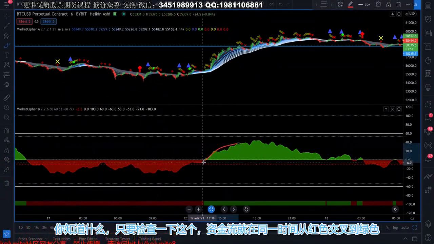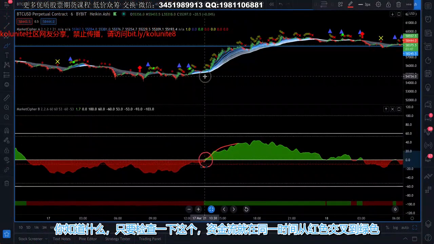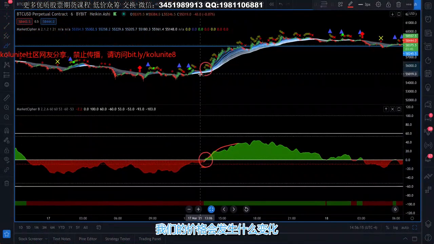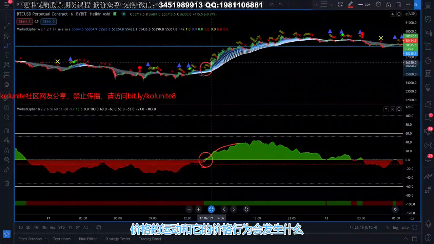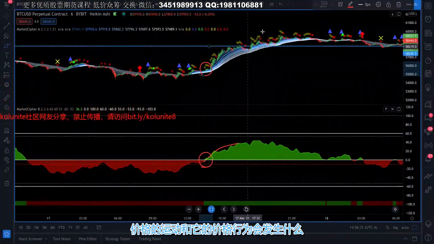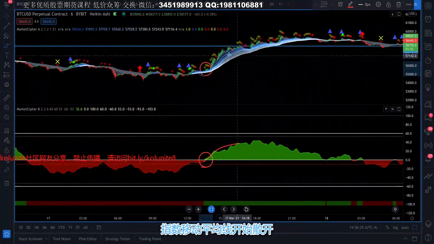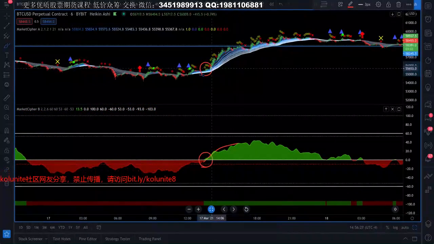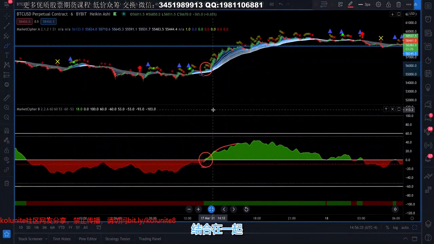And what do you know? As soon as, check this out, the money flow crosses from red into green, right? The exact same time, what happens to our price? What happens to our Market Cipher A? What happens to the movement of price and the price action? It starts to go up. The exponential moving averages start to fan out, right? It's all working together in conjunction.